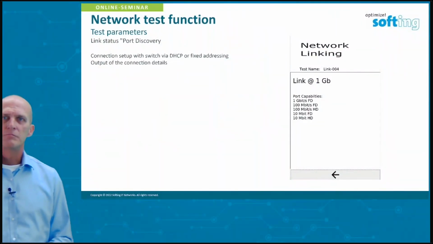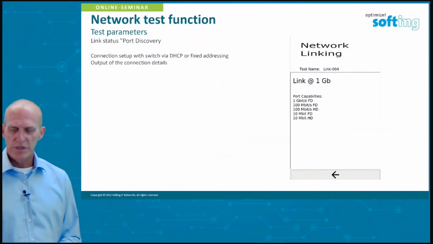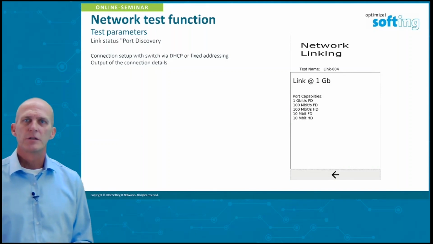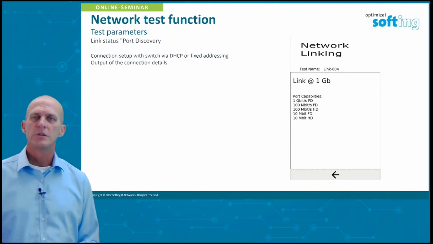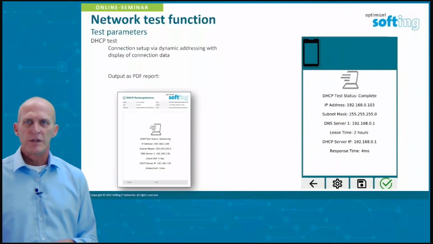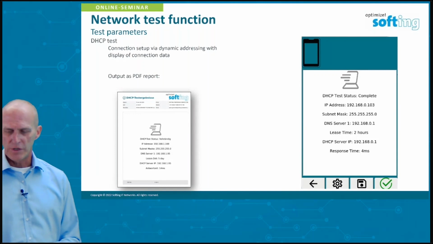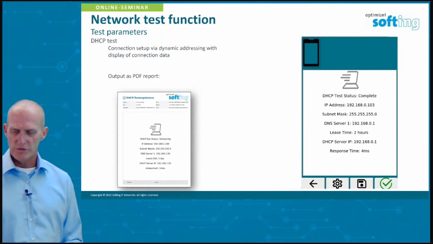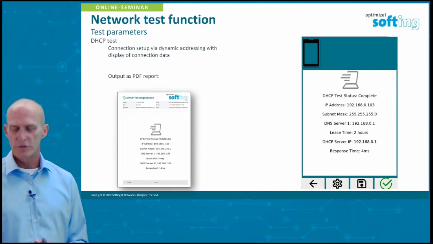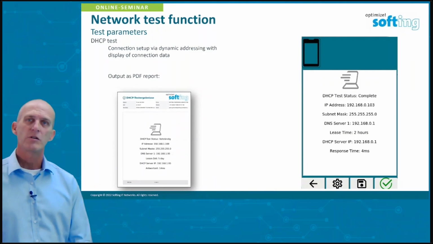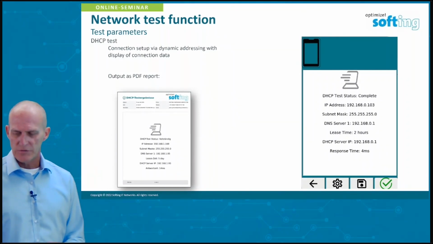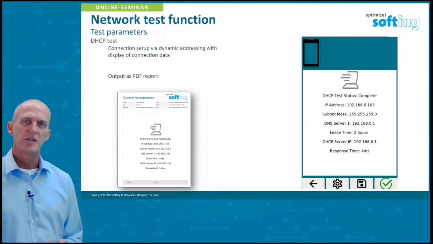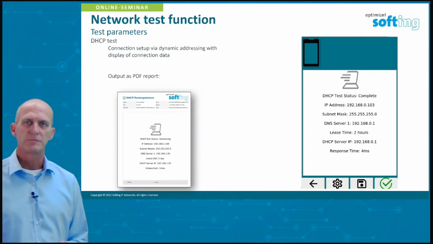For example, just look at the different link speeds that are available in a network. The tester gives you a list of the available link speeds you can connect to. That's information on DHCP. You get all the DHCP information of the server: your IP address, the subnet mask, the DNS server in your network, the lease times, meaning how long this IP address is valid, the address of the DHCP server, and the response time of the DHCP server.